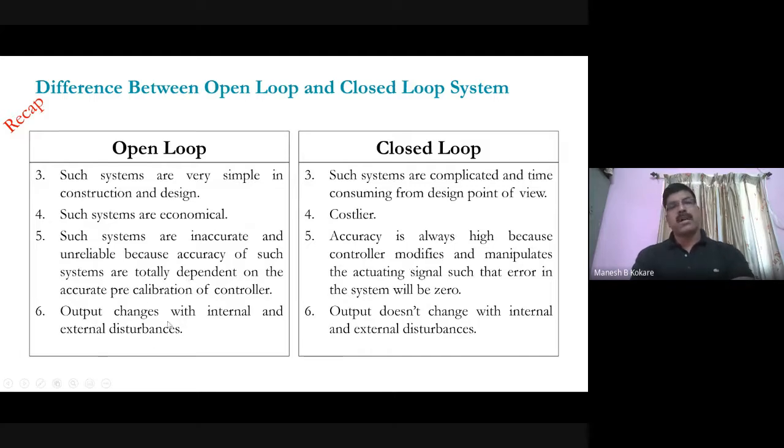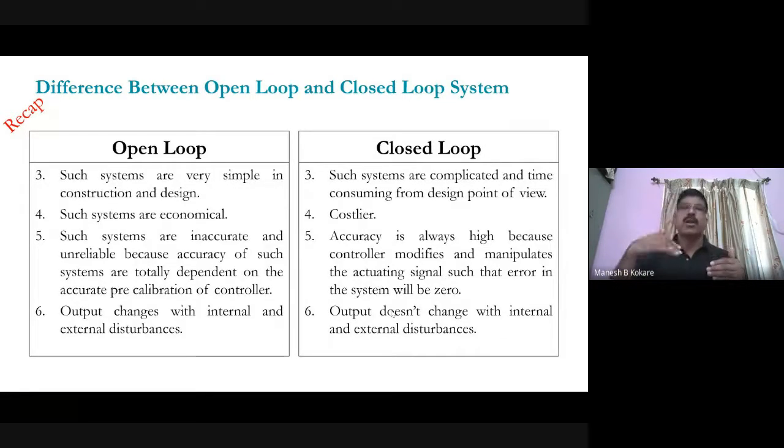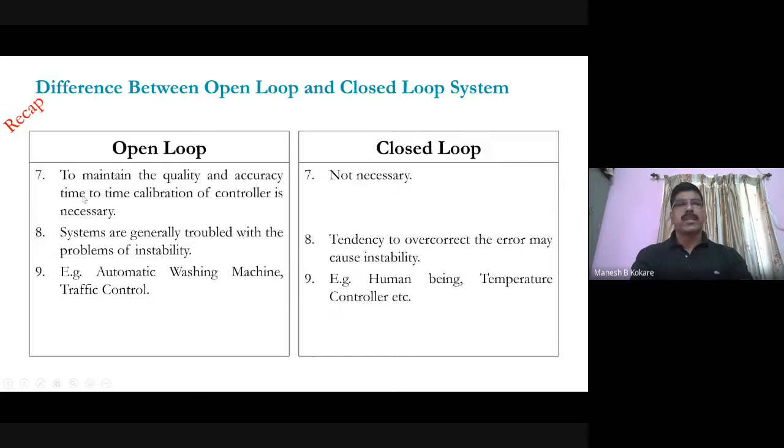The sixth difference is that output changes with internal and external disturbances. It means if there are internal or external disturbances, the output of an open loop control system may change. But in a closed loop system, this disturbance does not make any difference because even if there is a change in output, automatically this output is fed back to the feedback element and the controller will take the action. So if there is a change in output, it will be corrected automatically in a closed loop control system, and that is not happening in an open loop control system. The seventh difference we have seen is that to maintain the quality and accuracy, time-to-time calibration of the controller is necessary, whereas in a closed loop control system it is not necessary, right?